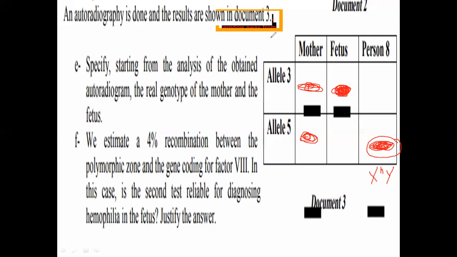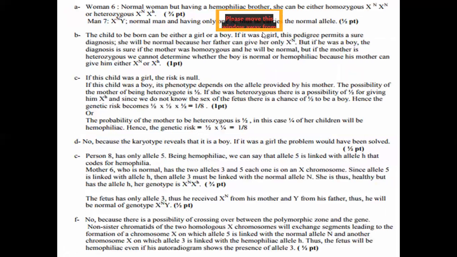So it will be what? It will be XM X, while the fetus عنده بس allele 3 والفيتس طلع male عنده one copy. So sure it will be X and Y. Okay? So we estimate a 4% recombination between the polymorphic zone and the gene coding for factor 8. In this case, is the second test reliable for diagnosing the hemophilia in this fetus? No. Why? Because we have a possibility of the crossing over to occur here.